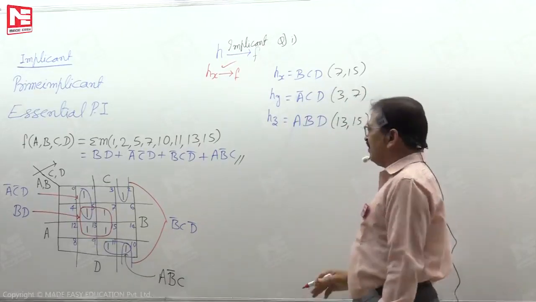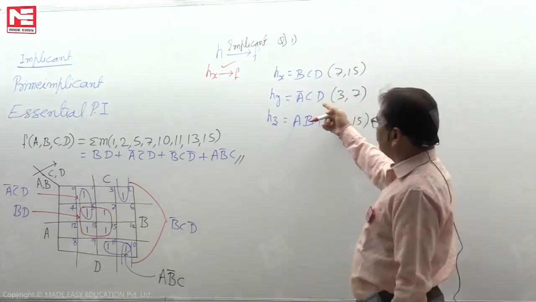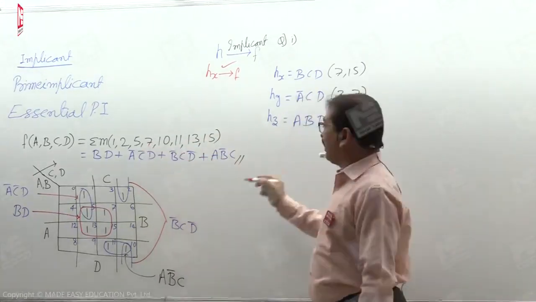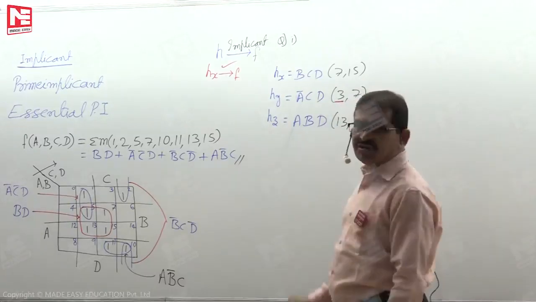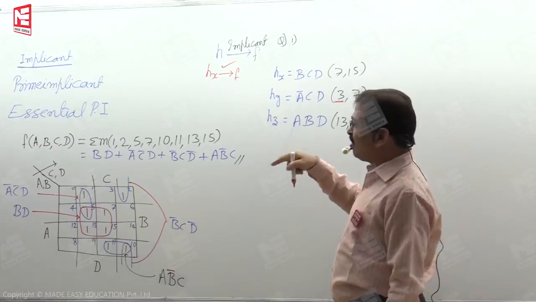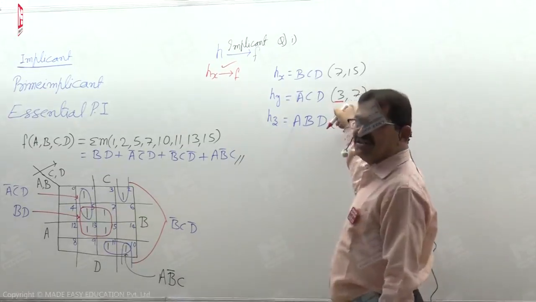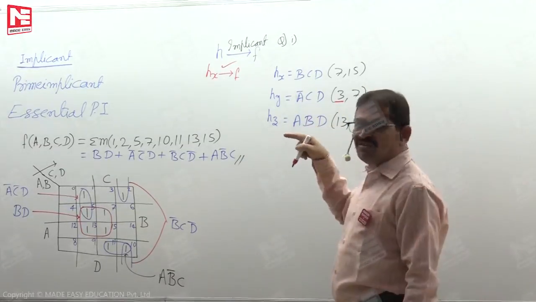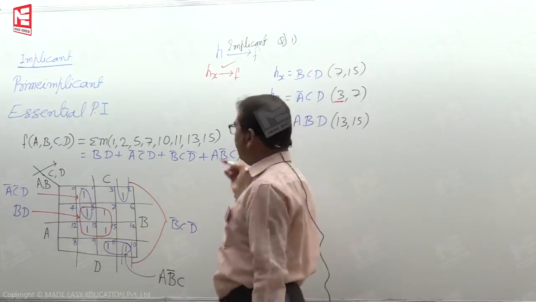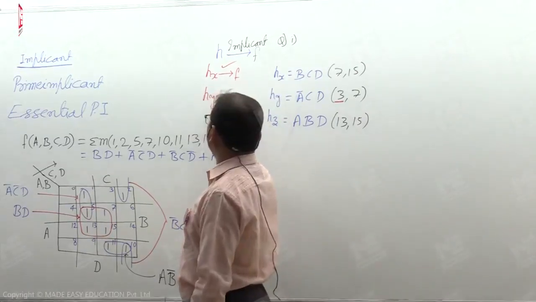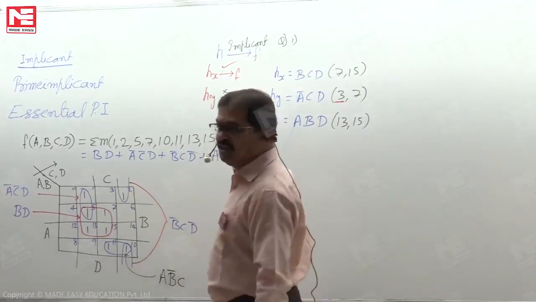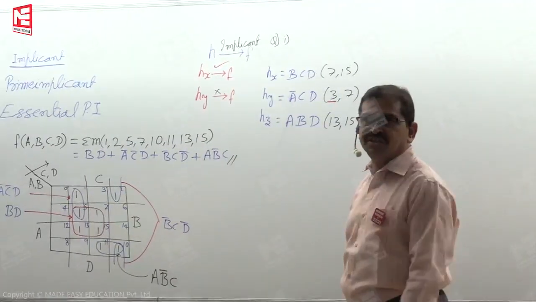Coming to HY, this product has the grouping of cells 3 and 7. 7 is a min term, but 3 is not a min term. So the function F is not covering cell 3, which means the function F is not covering the product HY. Hence, HY is not an implicant of the function F.